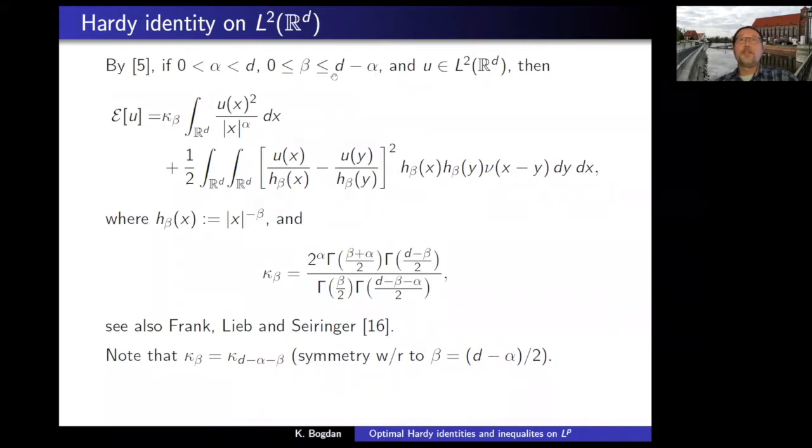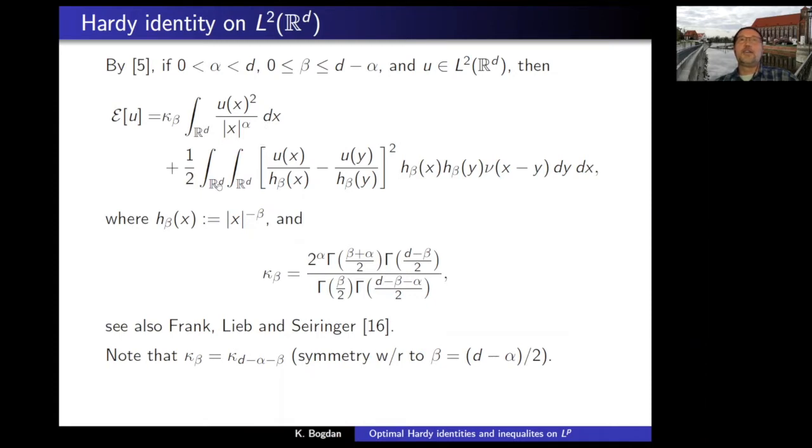Remember that alpha is less than d and also less than 2. And if u is an arbitrary L2 function, a square integrable function, then the quadratic form from the previous page decomposes into a sum of two non-negative parts. The first one is this Hardy type expression, the right-hand side of the Hardy inequality.